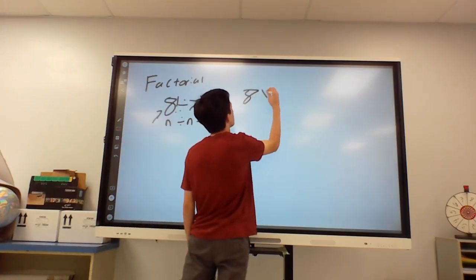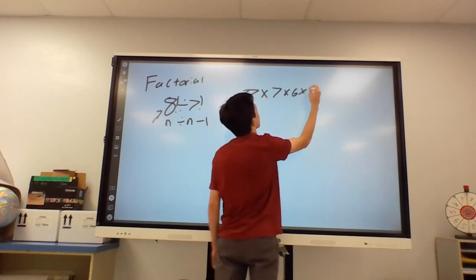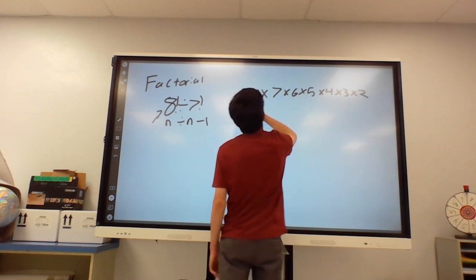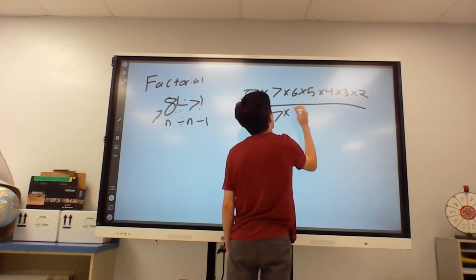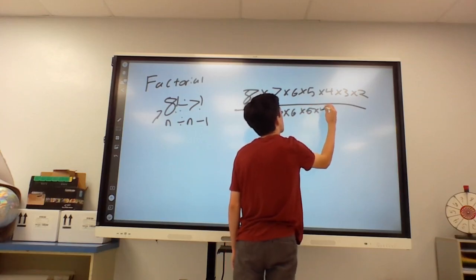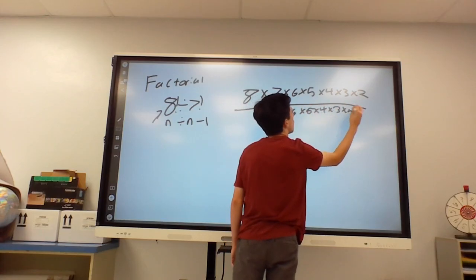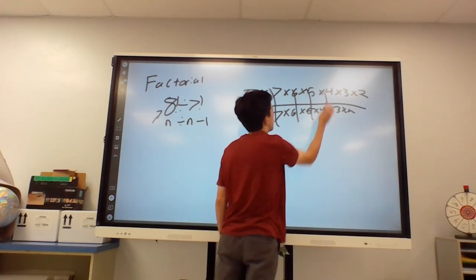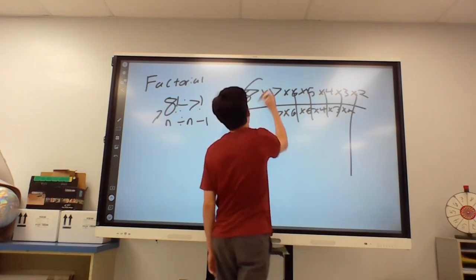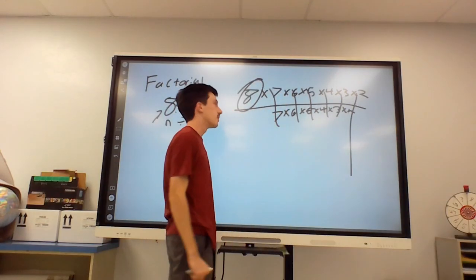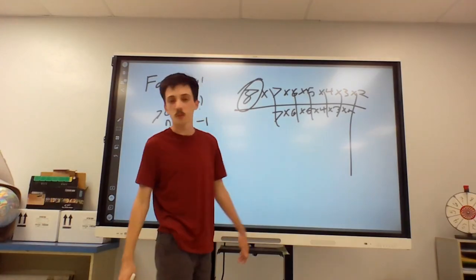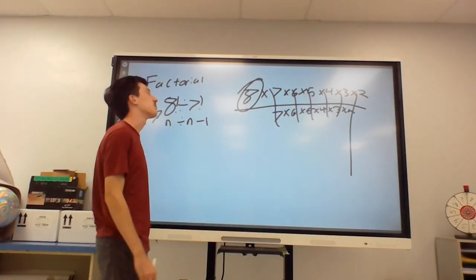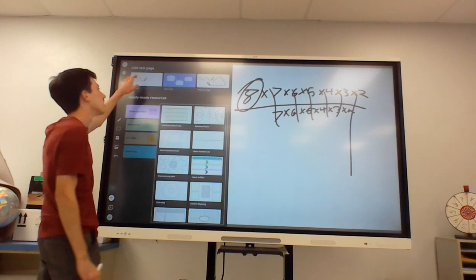Because 8 times 7 times 6 times 5 over... basically this just cancels out, and you're left with 8 left over, and it equals that. Now this is really boring. Everyone knows it. So we're going to use factorial to do things that are actually cool.